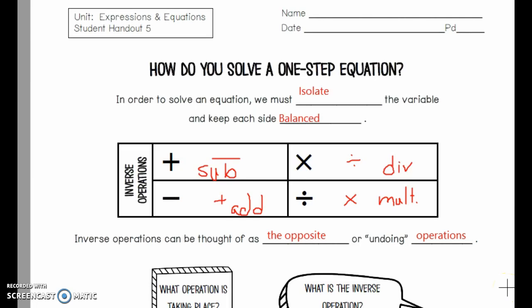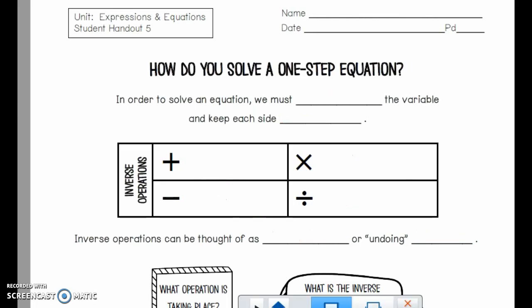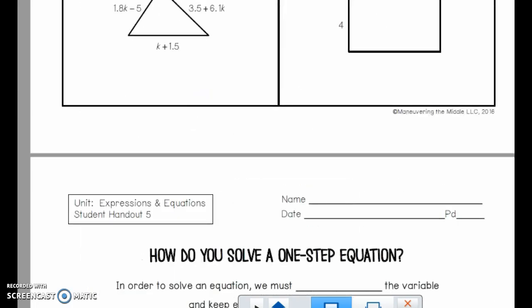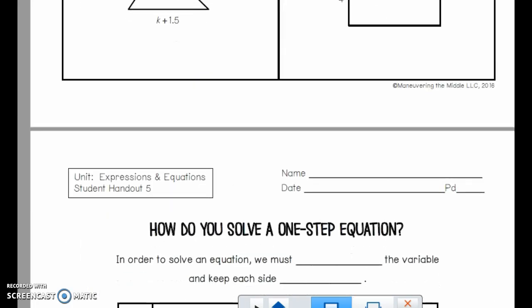Okay, so now let me go back to this. If we see addition, we have to do the opposite so that we can undo it and get x or any other variable by itself. That's what we're looking to do. I'm going to scroll down. Oh, too much scrolling. Okay, sorry about that.